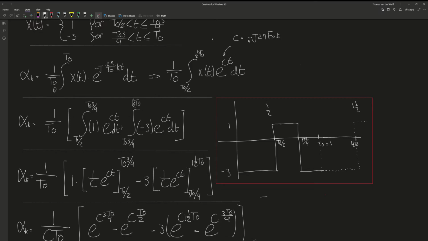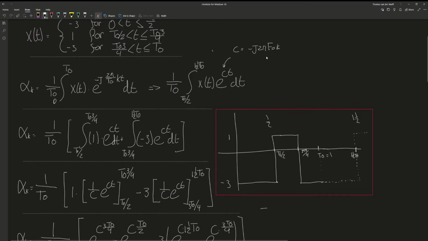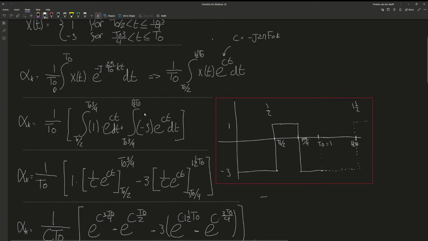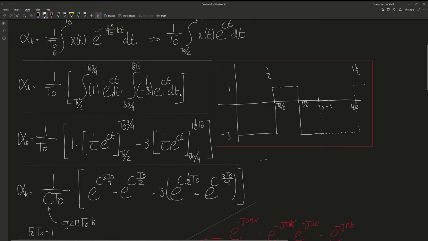Before we carry on, another tip that makes things a lot easier is to substitute some of this information by just one variable. The -j 2pi over T times k is something that we do not use or change during the first few steps here. So we're just going to substitute it with c to make things easier. This looks a lot nicer to work with than this information that you have to write down every time you make a new step, in order to keep it clear for yourself.